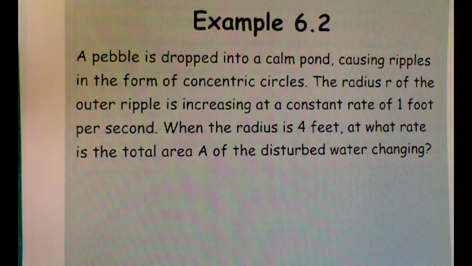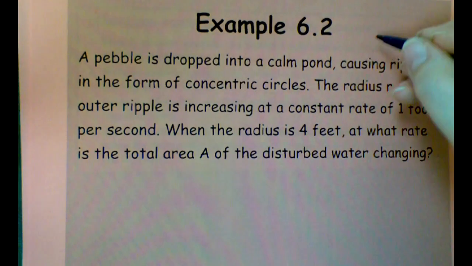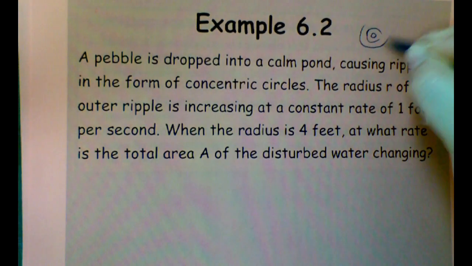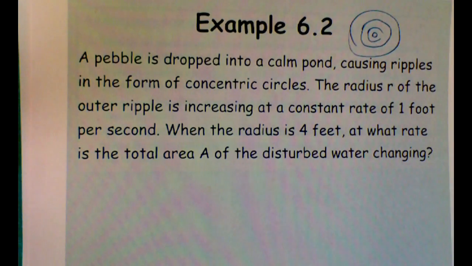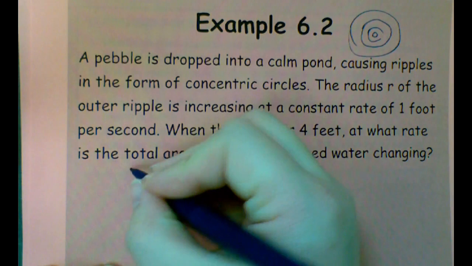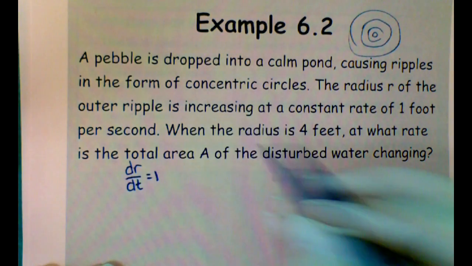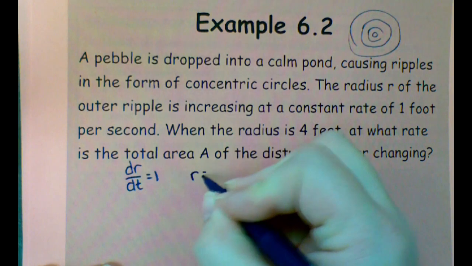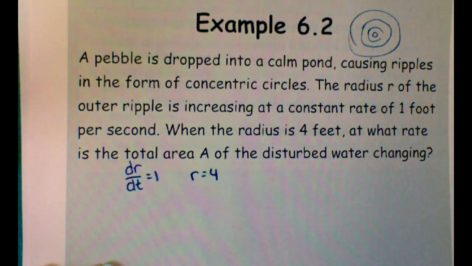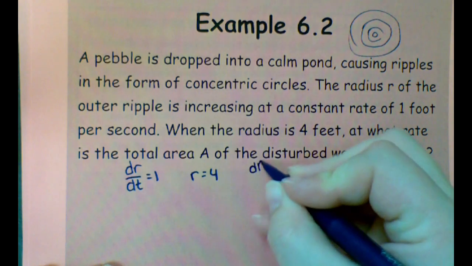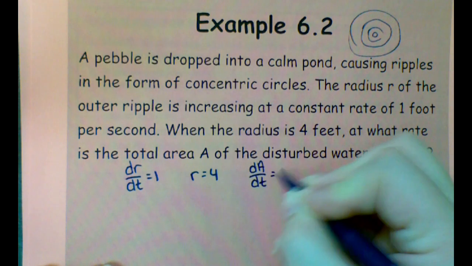A pebble is dropped into a calm pond, causing ripples in the form of concentric circles. Remember, concentric circles are just circles that share a center. So it kind of goes whoop, whoop, whoop, as it goes when you drop a pebble in a pond. The radius r of the outer ripple is increasing at a constant rate of 1 foot per second. So that's dr/dt. dr/dt is 1. When the radius is 4 feet, so when r equals 4, at what rate is the total area changing? I want to know dA/dt.